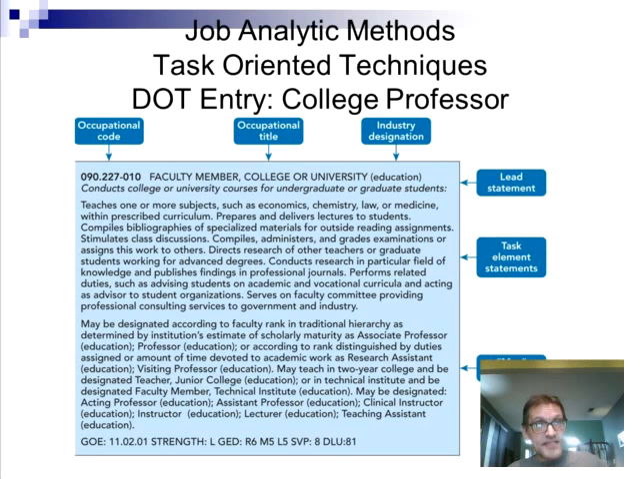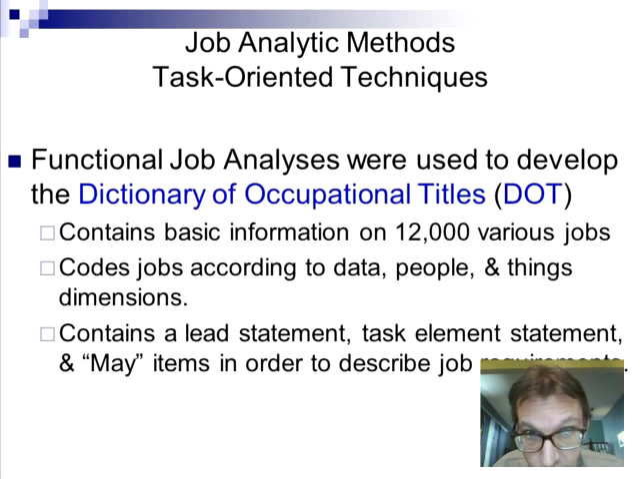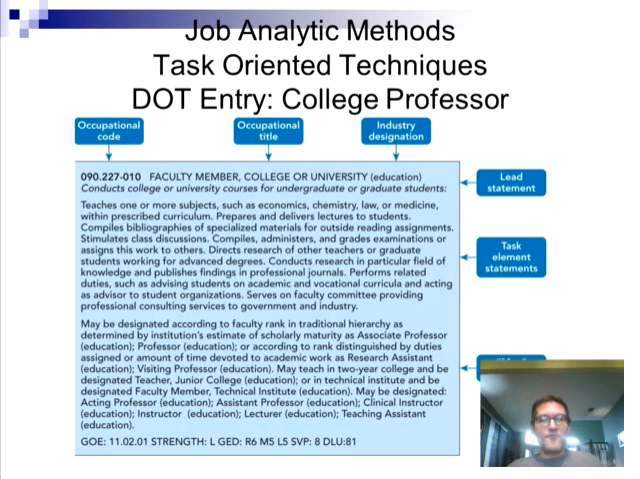So here's an example of a DOT, Dictionary of Occupational Titles, entry for a college professor. And so it breaks it down into an occupational code, whatever. A title, faculty member, college or university. Okay. Then a lead statement, which it breaks down very briefly: conducts college or university courses, a very brief description. And then take a look, there are task elements, and again, these all came out of a job analysis, right?